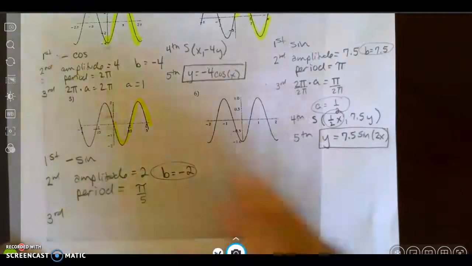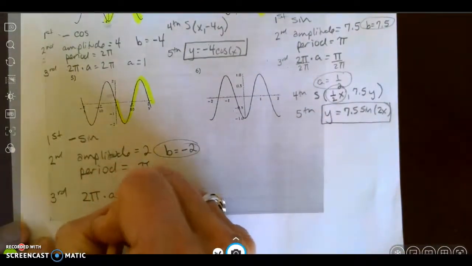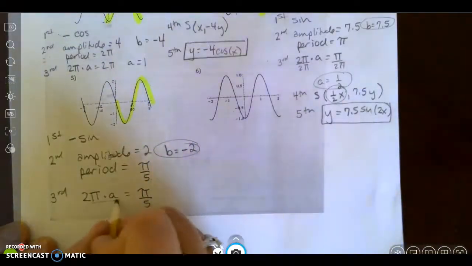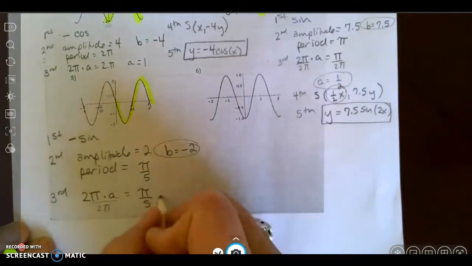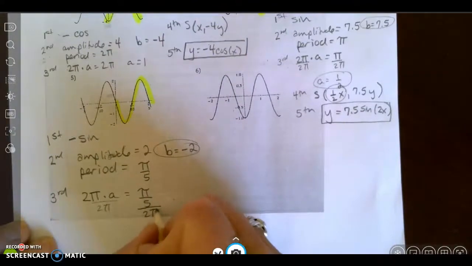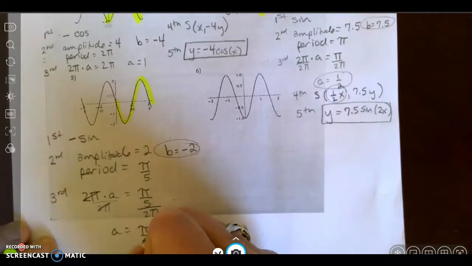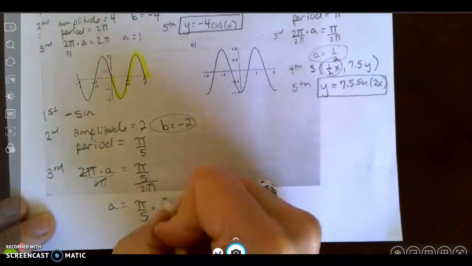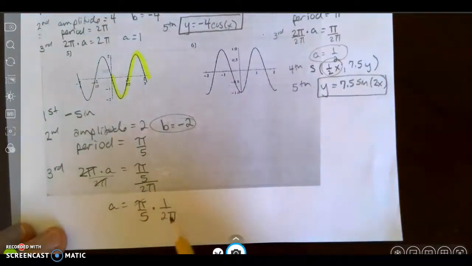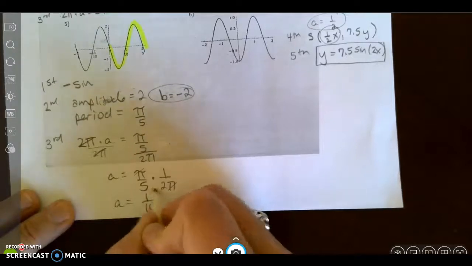So now I need to figure out 2 pi times a equals pi divided by 5. Okay, divide by 2 pi on both sides. a equals pi over 5 times 1 over 2 pi. These pi's cancel, and a equals 1/10.